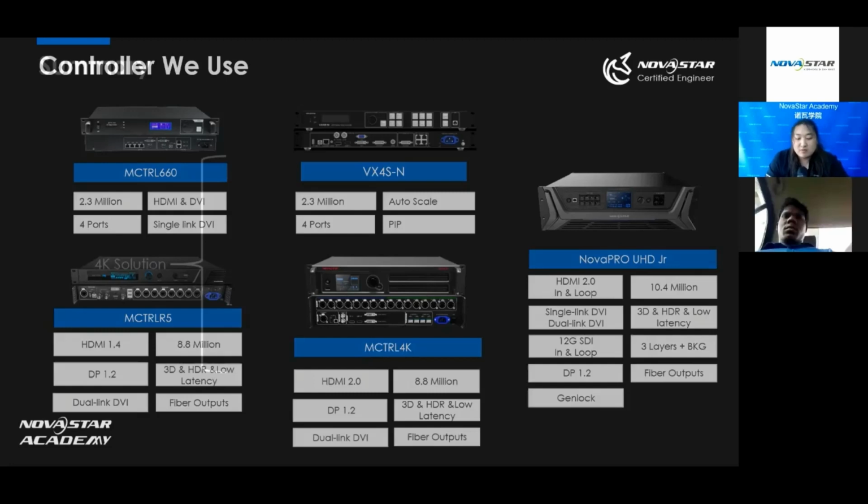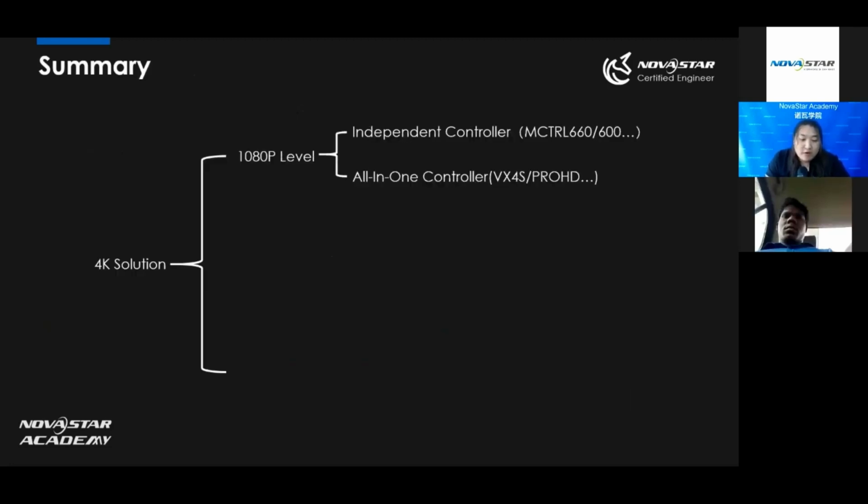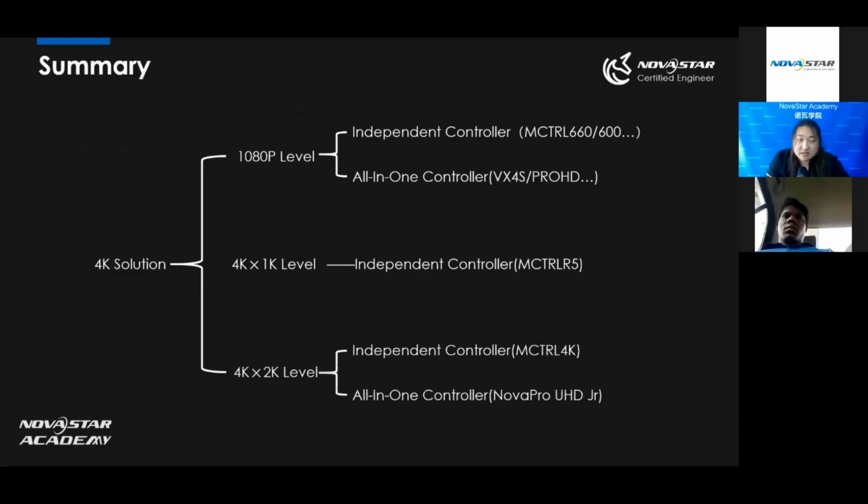All right, let's see the summary here. For the 4K solution, we have 3 levels. The first one is the 1080p level. We could just choose an independent controller like MCTRL 660 or 600. Also, we could choose the all-in-one controller, the VX4S Pro HD, right? And what else? Just using the loop, DVR loop, and then you could just do the mosaic.